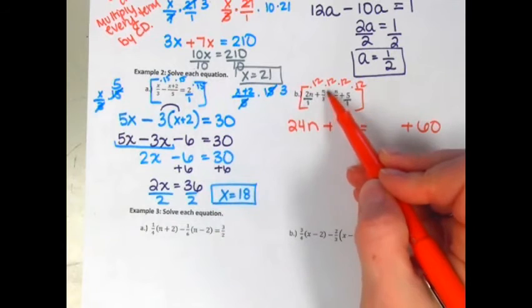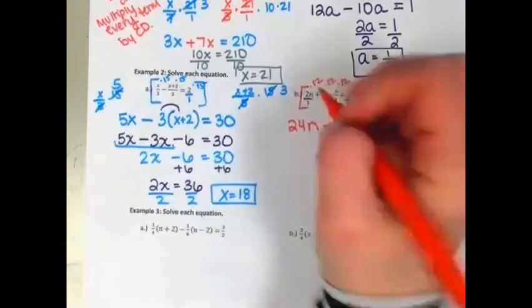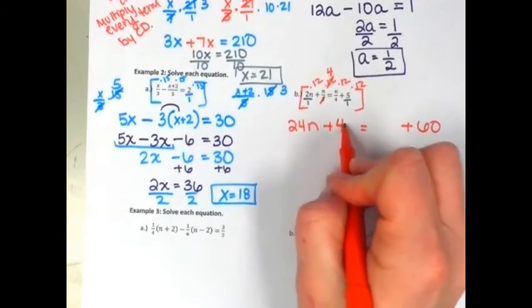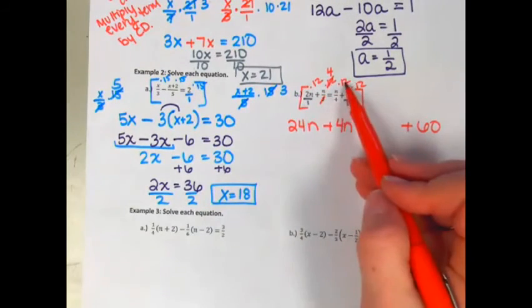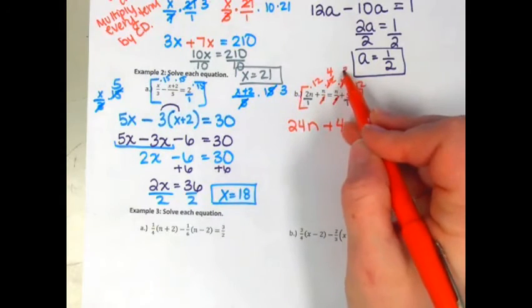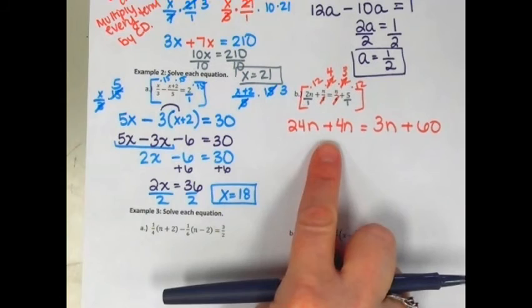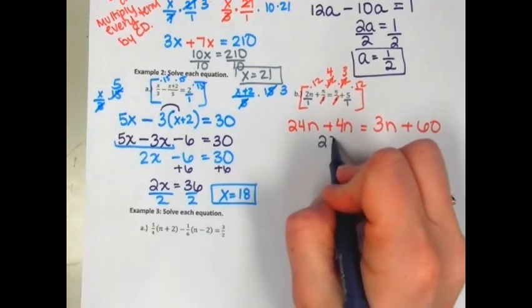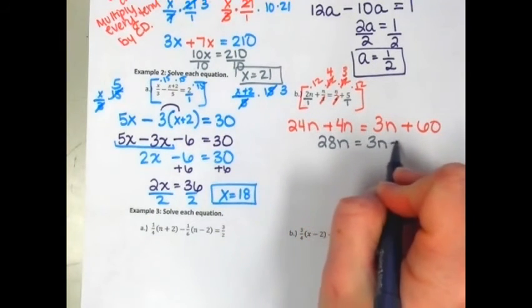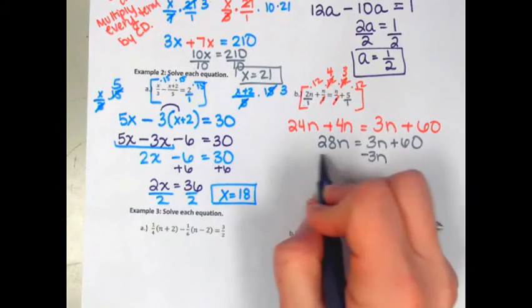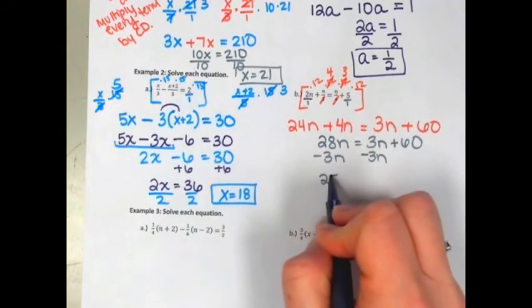So we have n over 3 times 12 over 1. What's 12 divided by 3? 4. So what's 4 times n? 4n. Okay. What's 12 divided by 4? 3. And what's 3 times n? Oh, we have no fraction, do we? Can we go ahead and solve this? So it's 24n plus 4n. 28n. And then how do I move the 3n over? So we have 25n equals 60.